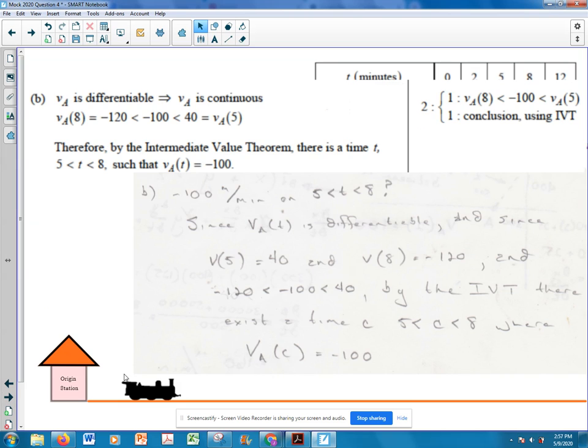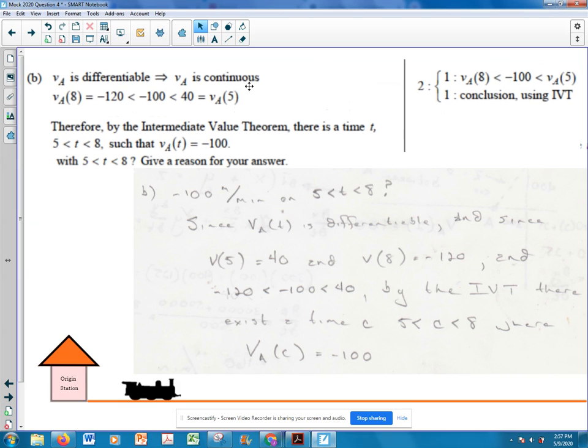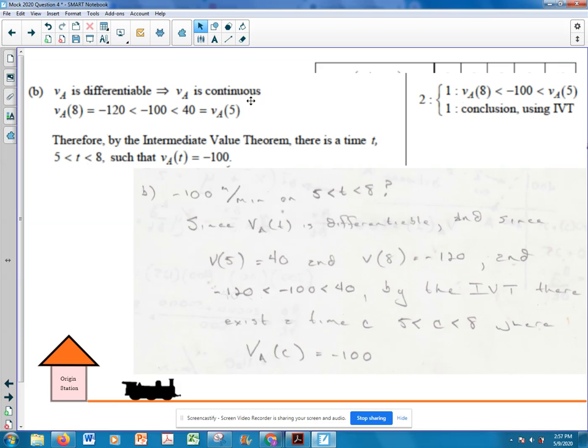All right, part B. In part B, you established the fact that negative 100 is in between 40 and negative 120. And then the second point is for using IVT with conclusion. But please see it. They say over here, differentiable implies continuous. In order for you to get that IVT point, you need to mention the fact that it is a continuous function.